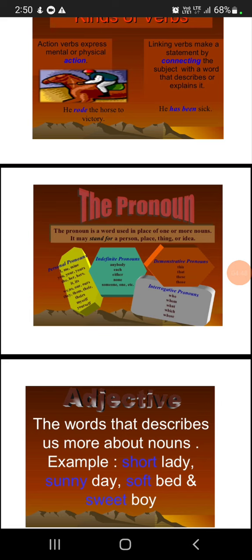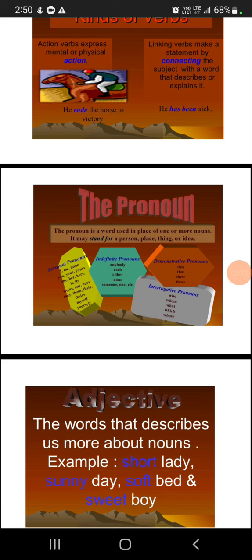The next one is indefinite pronouns. Personal pronouns are always definite pronouns that mention exactly the person we need to mention. But indefinite pronouns are not like that. They are an exception. We can use words like anybody, each, either, none, someone, one, etc. These kinds of words are always indefinite, so these are called indefinite pronouns.